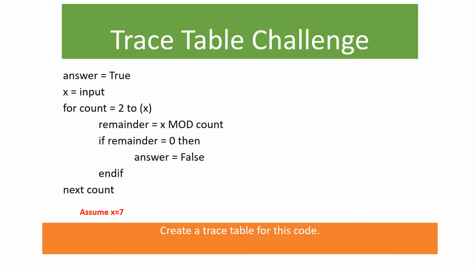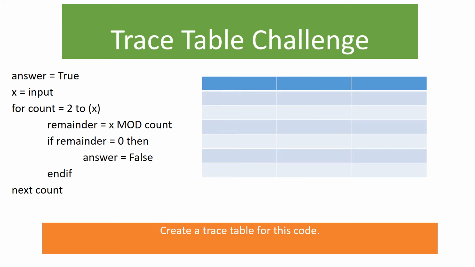So next I want you to create a trace table. A trace table, remember, is a table that traces the values of the variables through our code. Assume x is 7 while you run this and create a trace table. Hopefully you've come up with 3 different columns: answer, count and remainder. Each of these are variables. Now we could have put x in as well if we wanted to, because this is also a variable, so you could potentially have had x in your trace table. Have a look at my answers. Is this what you got?